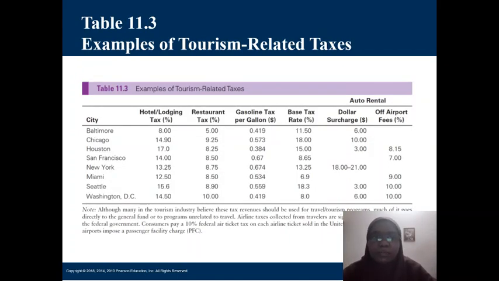So here we have examples of tourism-related taxes. We have different kinds of taxes: hotel or lodging tax, restaurant tax, gasoline tax, base tax, and then dollar surcharge, as well as off-airport fees. You can see Baltimore, Chicago, Houston, and so on, New York, Seattle, Washington. So these are the taxes that are being generated from each of these places.